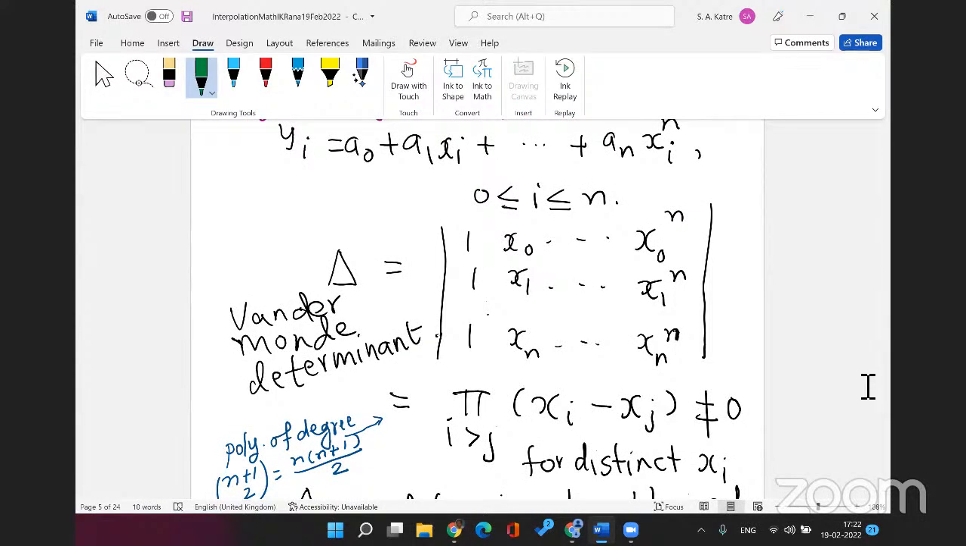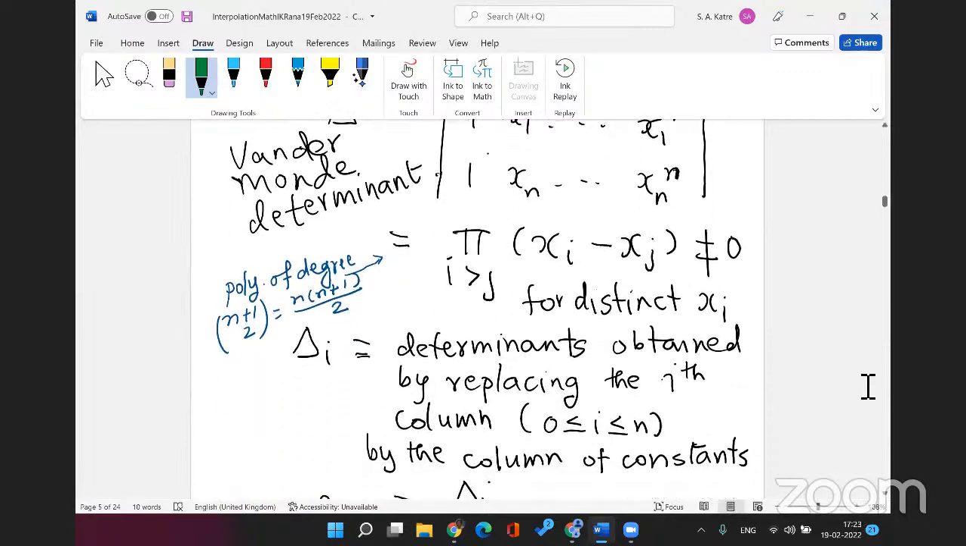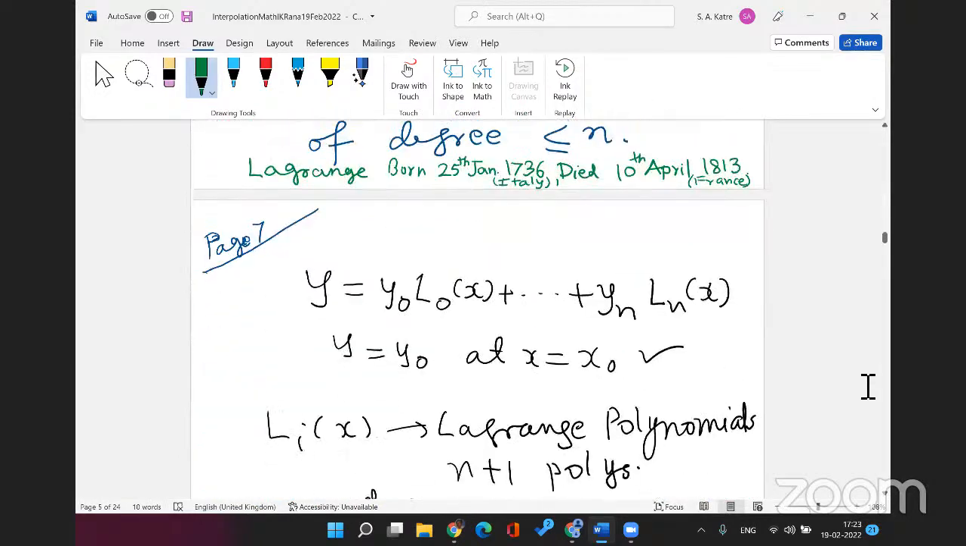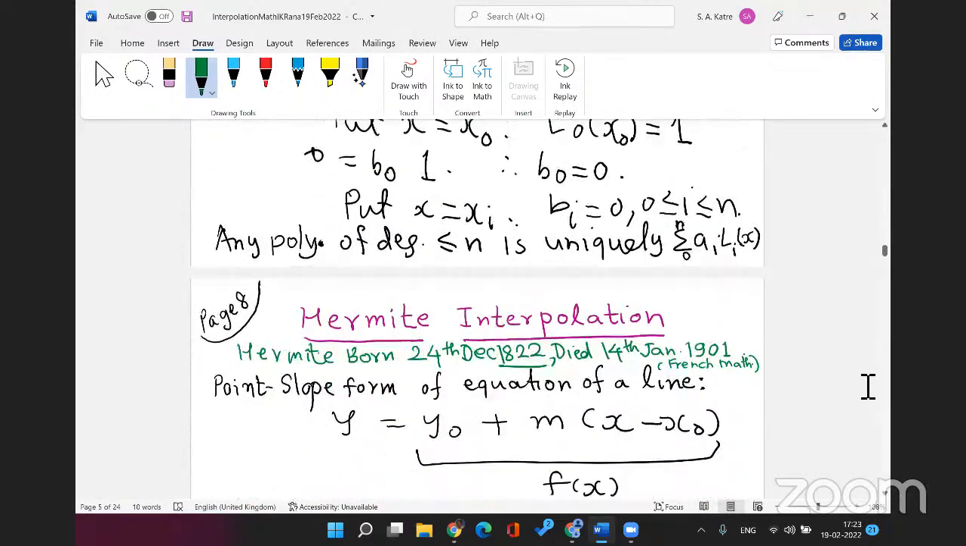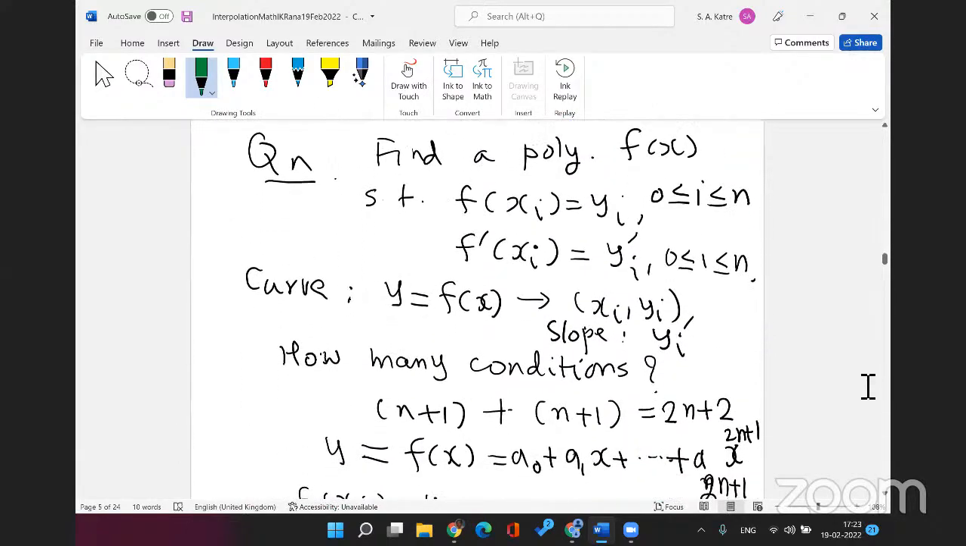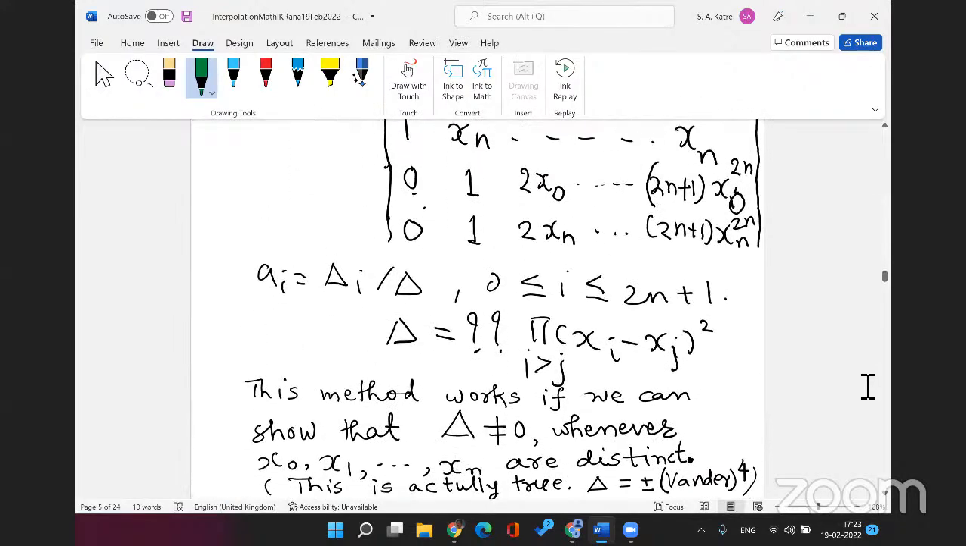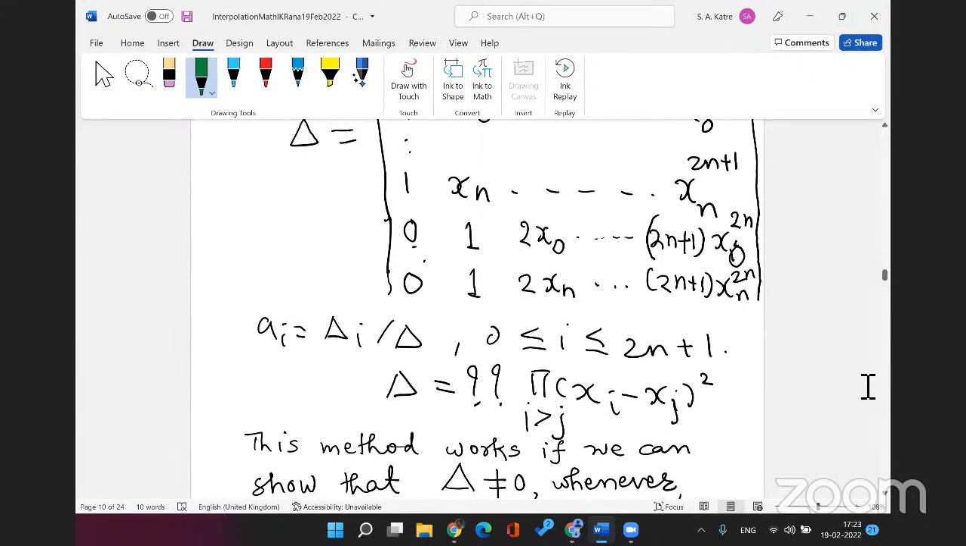This was non-zero. And this new determinant, when you get the derivatives also and 2n plus 2 conditions are there, is essentially the fourth power of this: the product of (xi minus xj), bracket raised to 4. The sign may be plus or minus; that is immaterial for our problem. In any case, it is non-zero whenever x0, x1, etc. are distinct. And our Cramer's rule works.